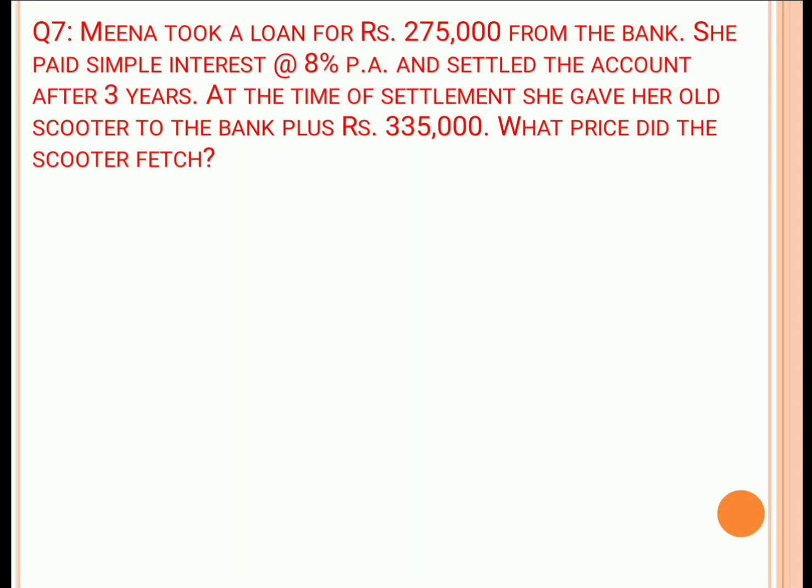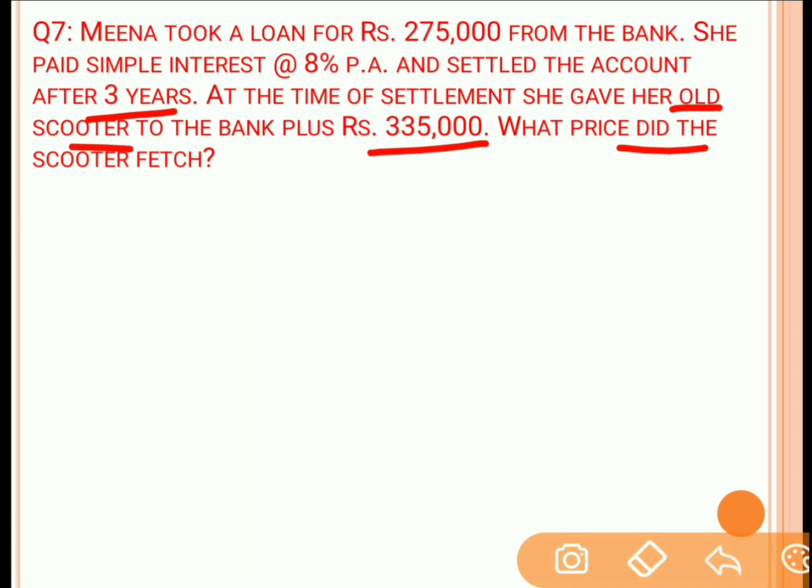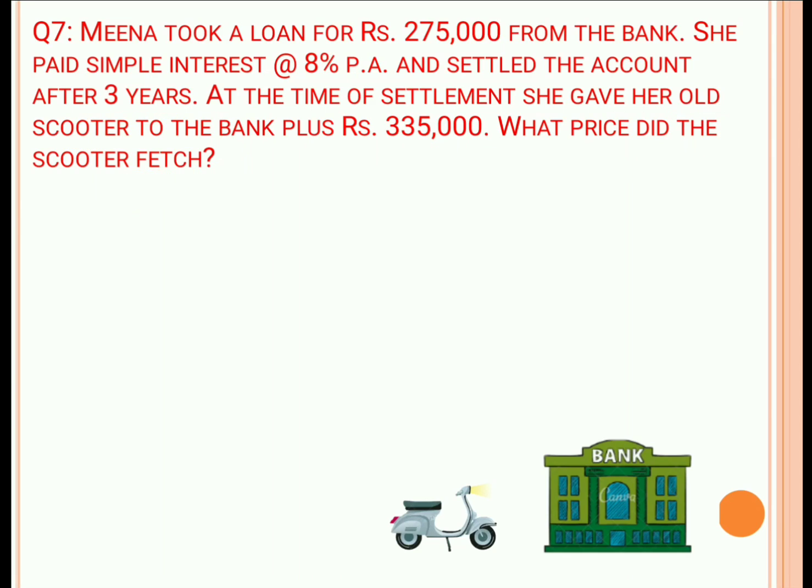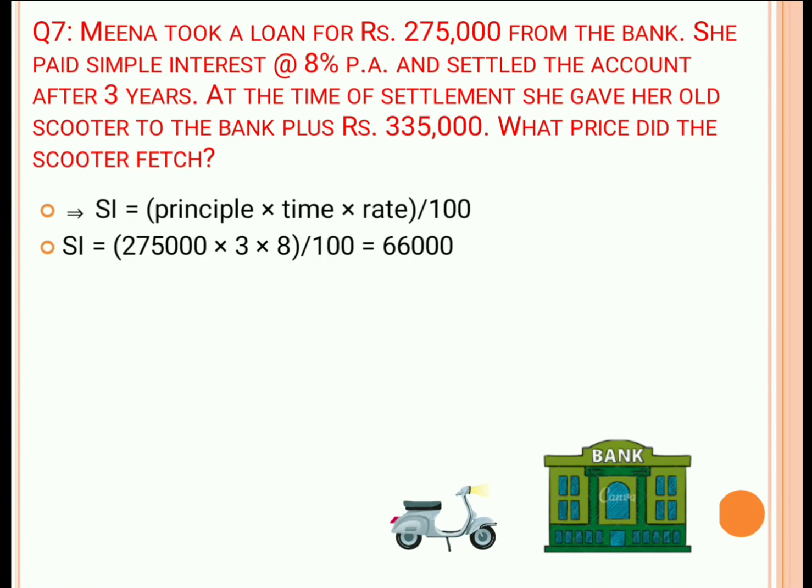Now in this problem, Meena took a loan for simple interest at 8% per annum and after 3 years, she returned the amount of 3,35,000 and the old scooter. Now we need to find out what is the price of that old scooter. So as the amount is given on the simple interest, we will apply the formula of simple interest, that is SI is equal to PRT by 100. Principal over here is 2,75,000, rate of interest is 8% and time period is 3 years. So simple interest is equal to 66,000.